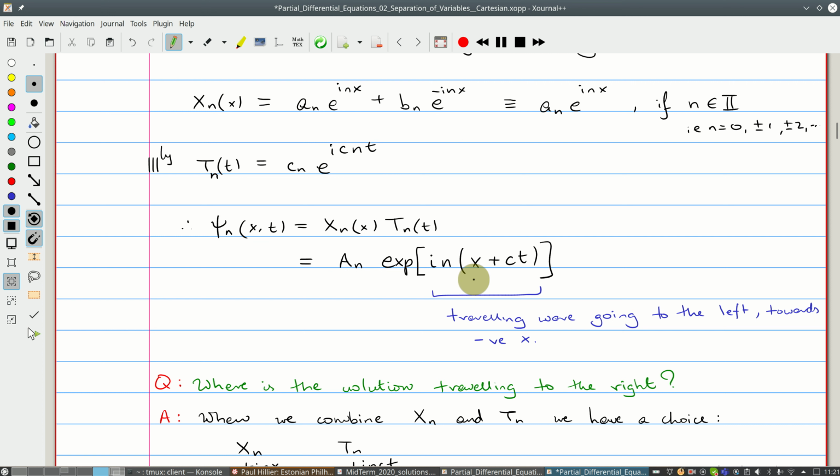Now this is cool because earlier when we looked at the method of characteristics in the last lecture, we said that the solutions must be of the form some function of x plus ct. This is a traveling wave going to negative x, but we also said that there must be a solution of the form x minus ct. So where the heck has that gone? Well, the solution is it's just lying hidden there. We were a bit sloppy.